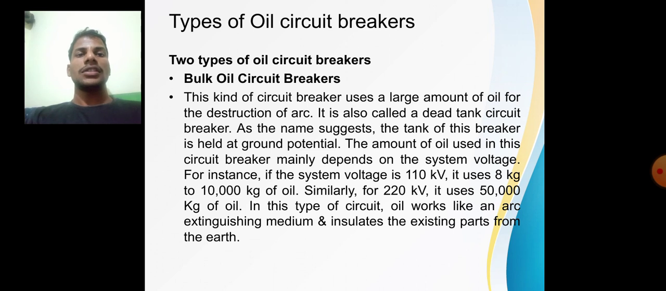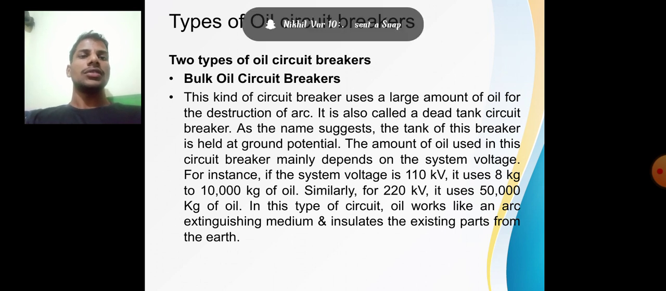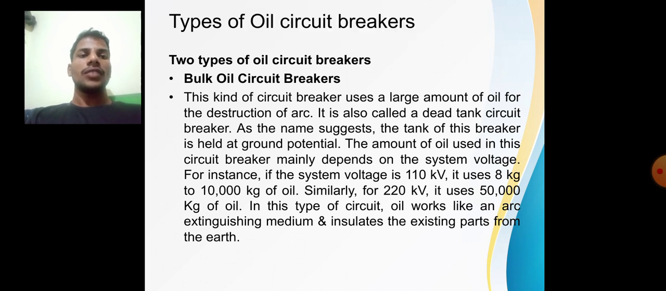There are two types of oil circuit breakers. One is the bulk oil circuit breaker, and the other is the minimum oil circuit breaker. First of all, we have to know what a bulk oil circuit breaker is. This kind of circuit breaker uses a large amount of oil for the interruption of the arc. It is known as a dead tank circuit breaker because, as the name suggests, the tank of this circuit breaker is at ground potential.